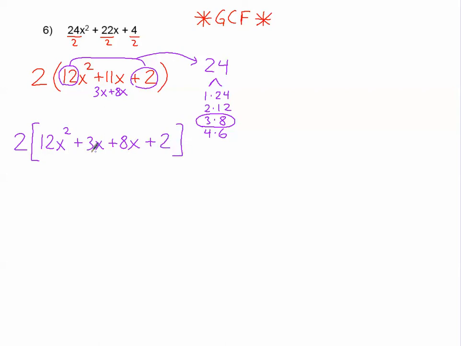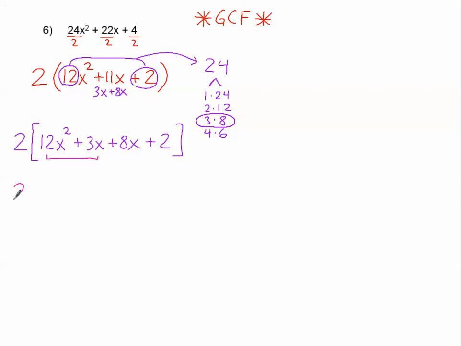Now some people might ask, does it matter if you put 3x and then 8x, or if you put 8x and then 3x? And the answer is no, it does not matter the order. You will get the final answer that is the same. There's only one way to factor this correctly. So if you want to separate this into 8x and 3x and try it that way, that would be great. Okay, let's do our grouping.